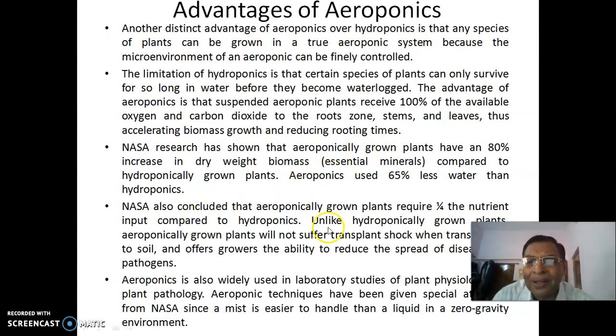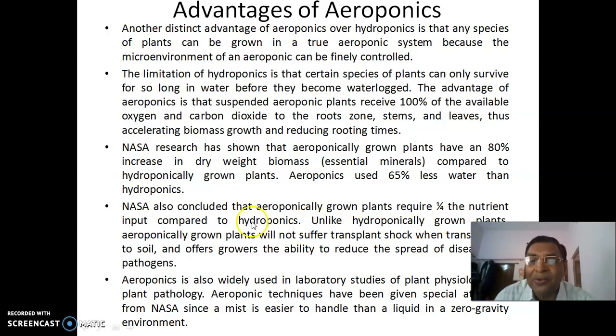Therefore, since it is only micro droplets, nutrients are going to the root directly. So only one-fourth of the nutrient input is required compared to hydroponics. So this is another advantage.